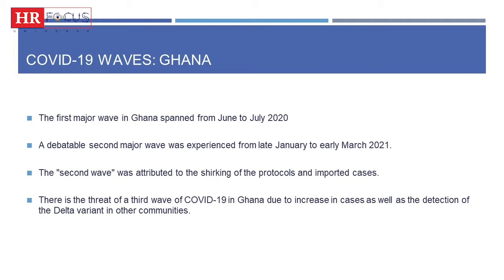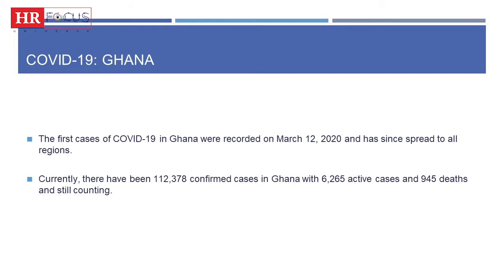Now we have a third wave here with us. And not only a third wave, it comes with a mutant virus called the Delta virus. And I'll go into details later with the following slides. A little statistics again. So we got our first case on March 12, 2020, and since then it has spread within all regions. Currently we have over 112,000 confirmed cases and over 600,000 active cases and over 900 deaths, and it's still counting.